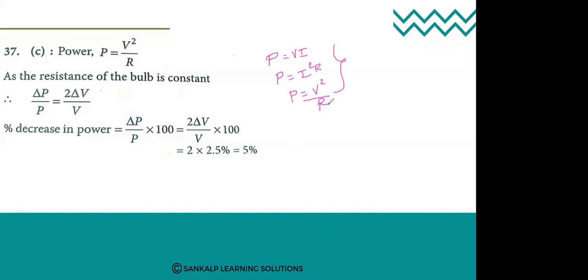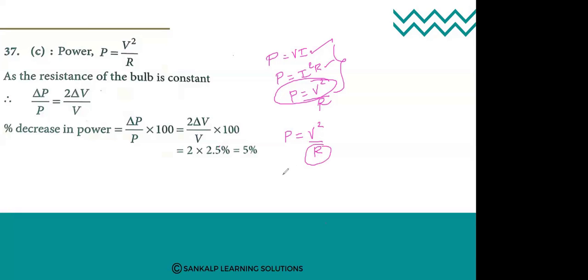So in this question, they have given voltage and power. Two values are given in the question. So therefore I'll go with this one. Power is equal to V square upon R. So we cannot go with this because current is not there. This also, current is not there in the question. So now we need to use P is equal to V square by R. So as the resistance of the bulb is constant, in the question resistance is constant.